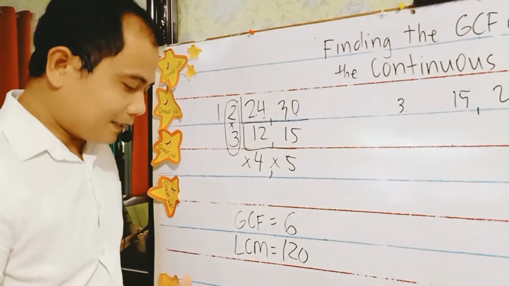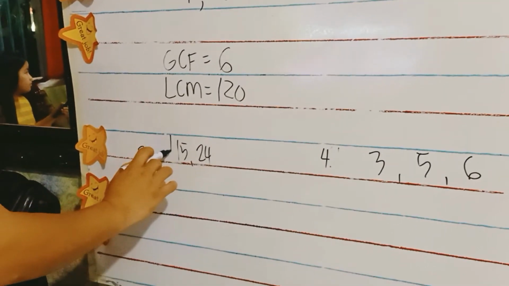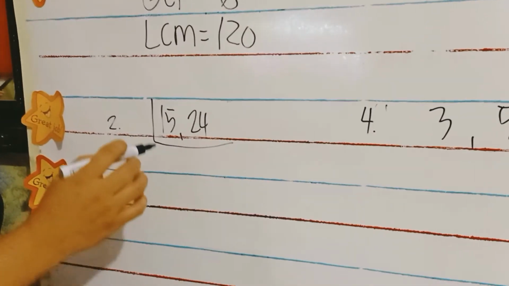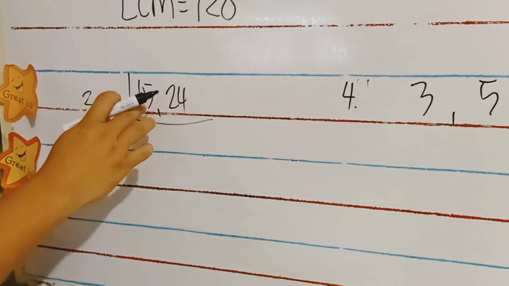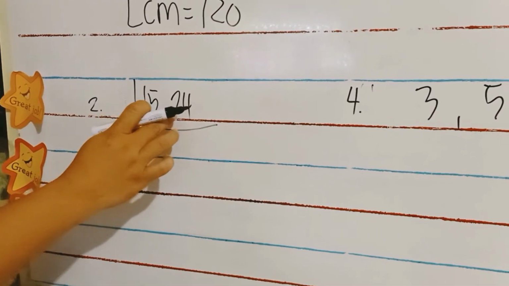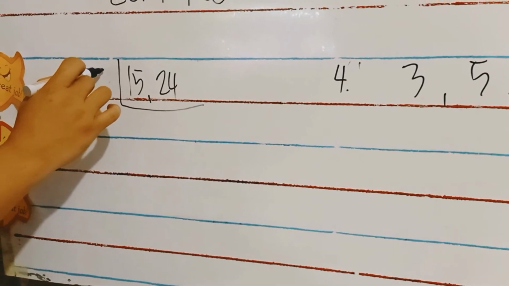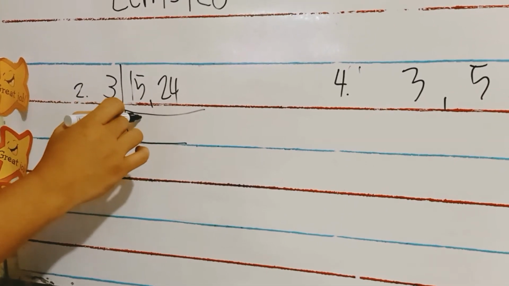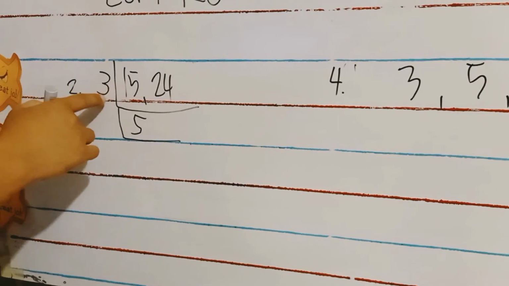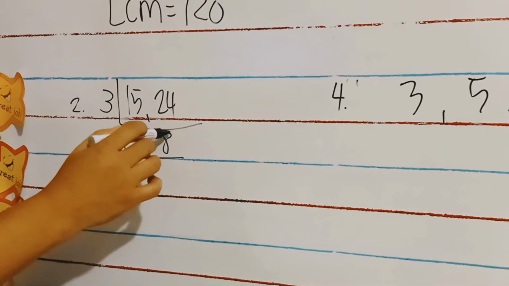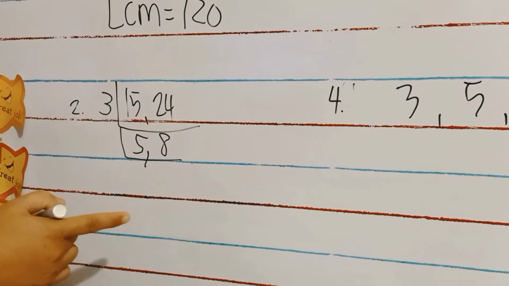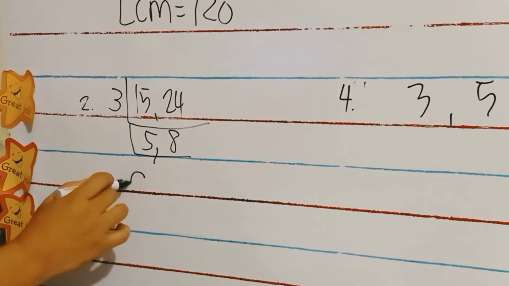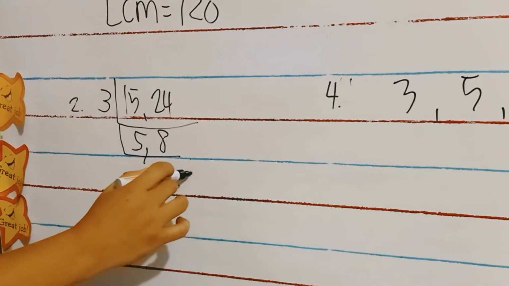Okay? Next, what about the GCF and LCM of 15 and 24? The common factor of 15 and 24 is 3. They are both divisible by 3. 15 divided by 3 is 5. 24 divided by 3 is 8. 5 and 8 no longer have common factors. Therefore, the GCF is 3.